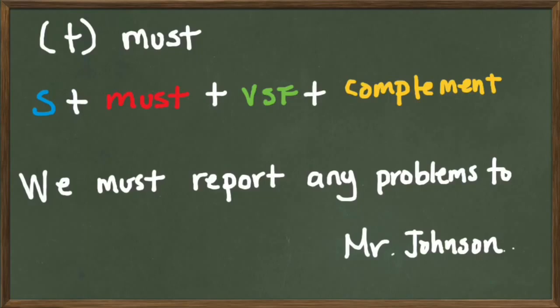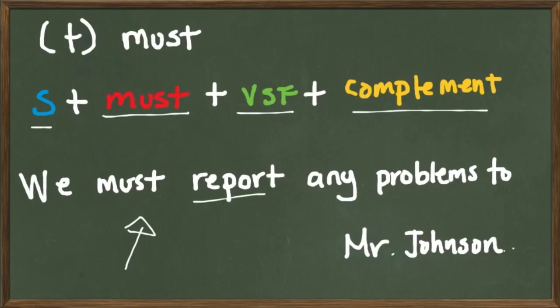Now, the affirmative for the auxiliary must is quite the same, but instead we're not going to have the preposition to. It is not necessary in this case, and if you use it, it's going to be incorrect. Let me erase that. We have the formula: subject, the auxiliary must, the verb in simple form, and the complement. And we have an example. We must report any problems to Mr. Johnson. It is our obligation to report whatever situation happening to Mr. Johnson here.